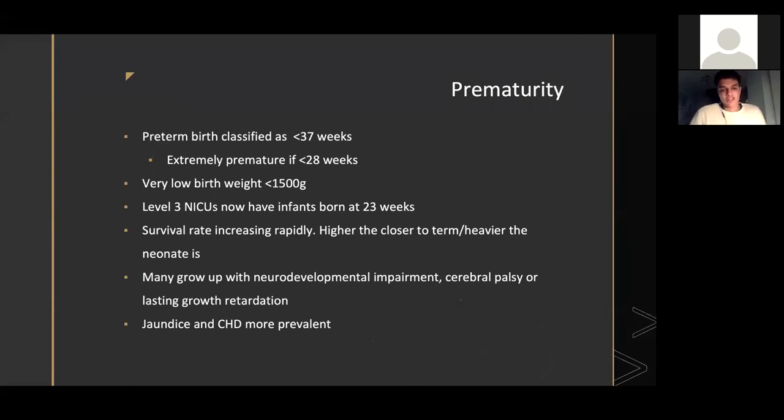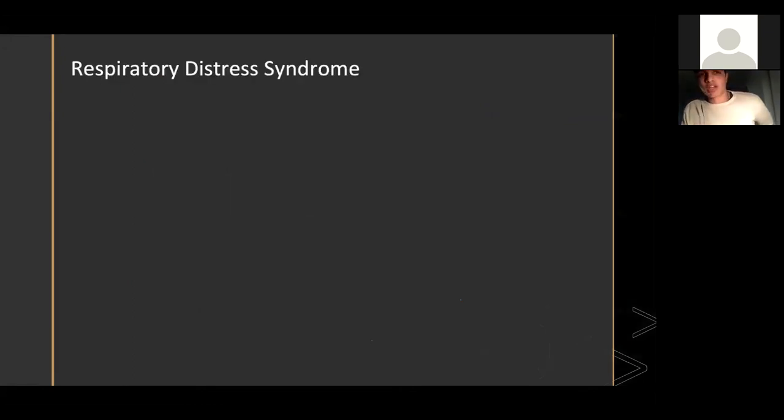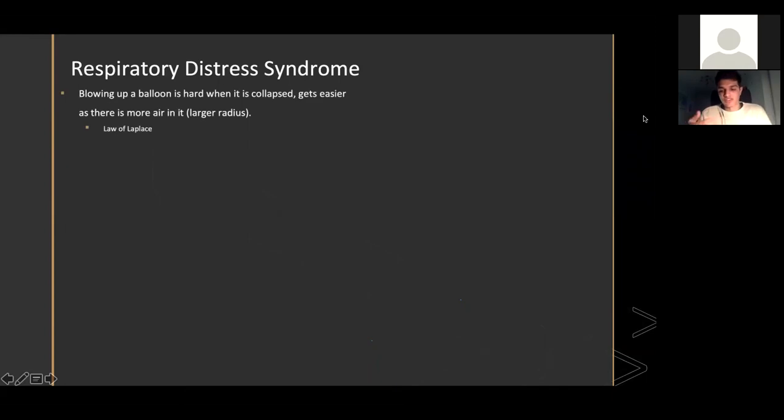Jaundice and congenital heart disease are more prevalent in premature populations, as are many, many things. So I'm going to talk you through a couple of the important conditions. Prematurity, like I said, is a whole thing in itself. And I'm talking through a couple of important things. So respiratory distress syndrome, incredibly interesting. It's to do with the lung inflation that I talked about earlier, okay? So this is the law of Laplace, right?